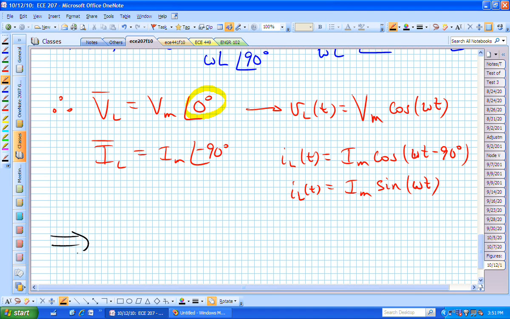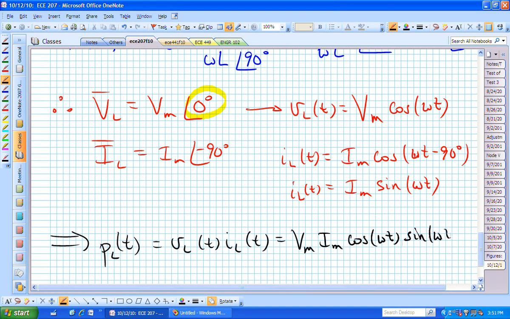Let's look at what happens when I have the voltage and current described by this for an inductor, where the voltage is a cosine and the current is a sine. The instantaneous power of that inductor is, again, the product of the voltage and current on that inductor. Using these functional forms, we now have cosine omega t times sine omega t.